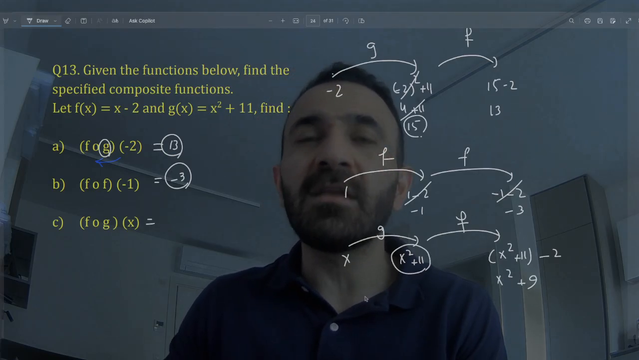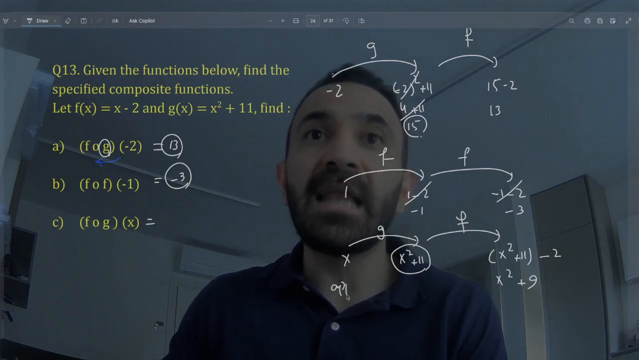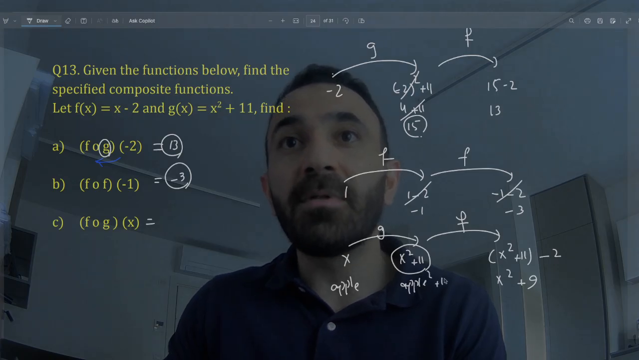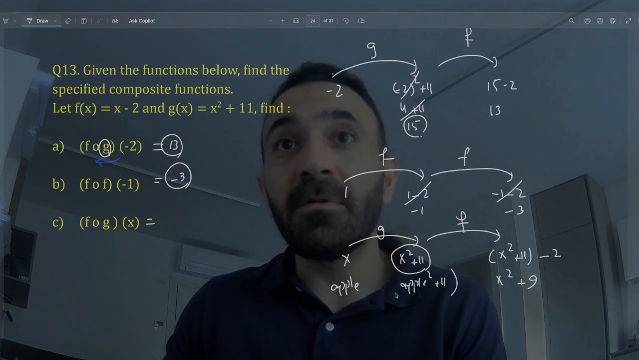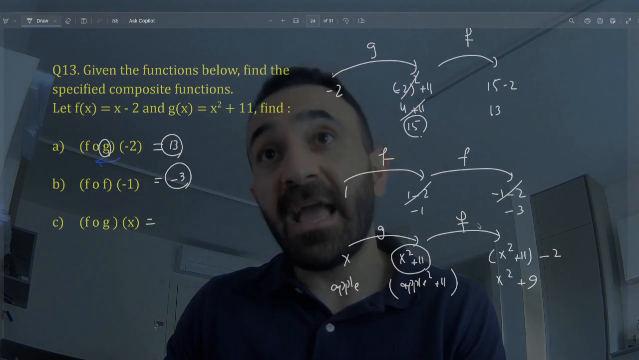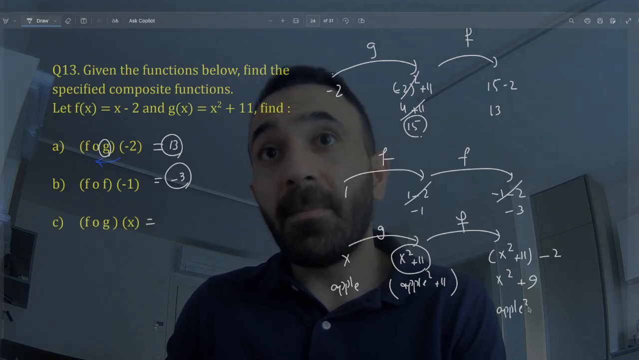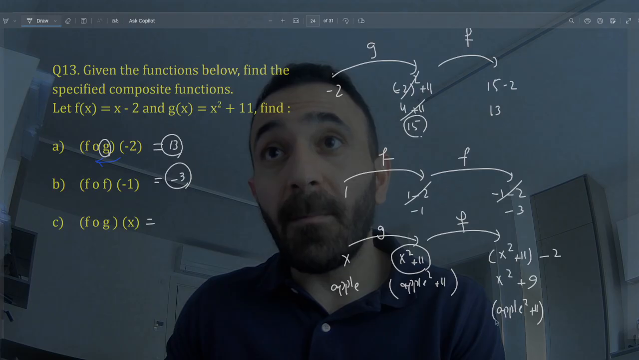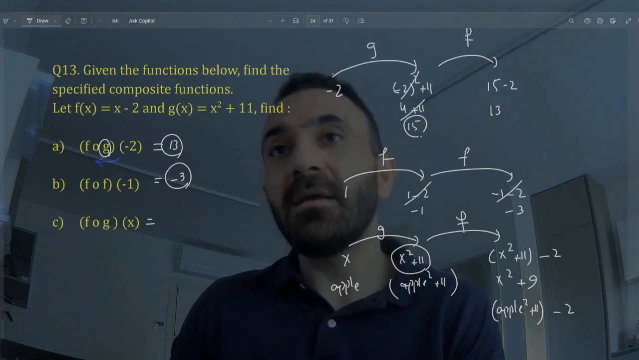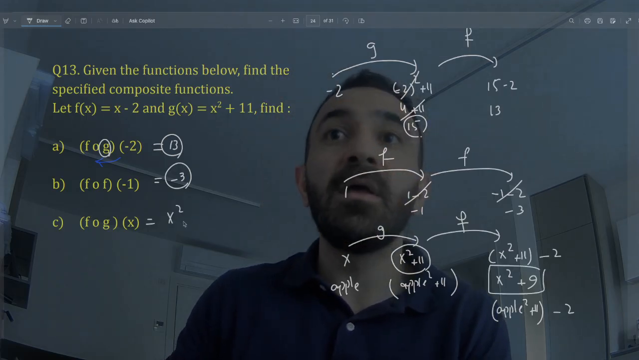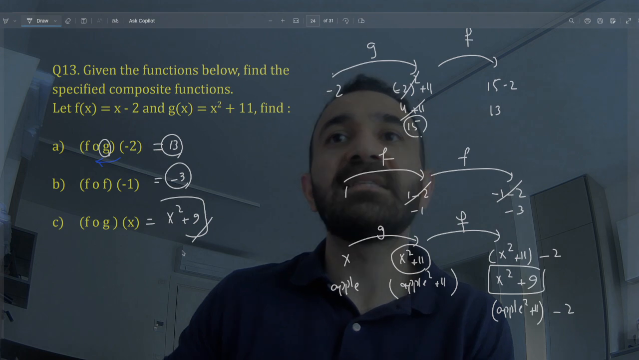Remember, here is a little confusing. Let's suppose that you put an apple into the function g. So it's going to be apple to the power of 2 plus 11. Now, if you put apple to the power of 2 plus 11 into the function f, you're going to say the output is apple to the power of 2 plus 11 minus 2. Okay? So we're literally doing the same thing here on the top. x to the power of 2 plus 9. That's it.